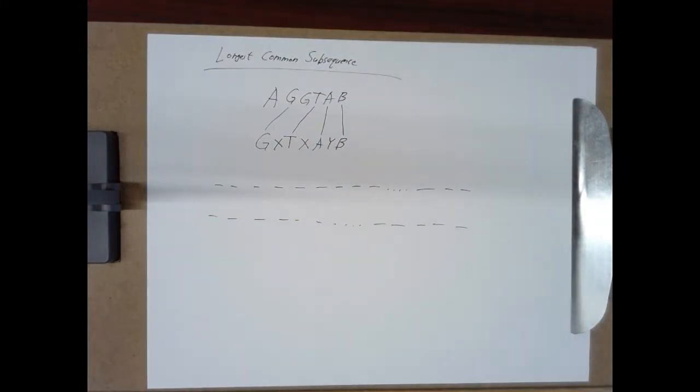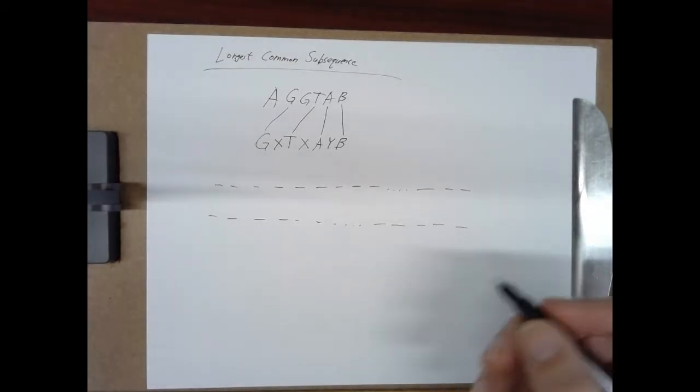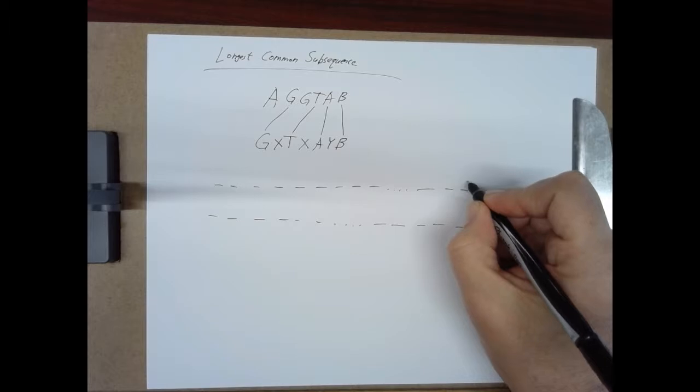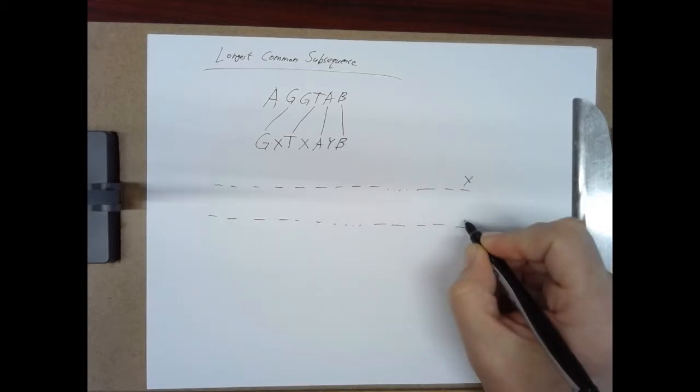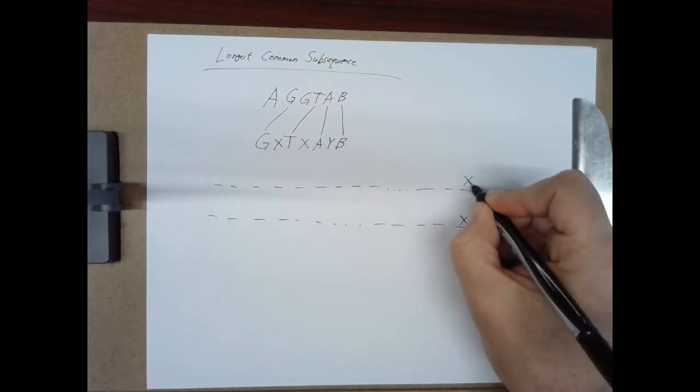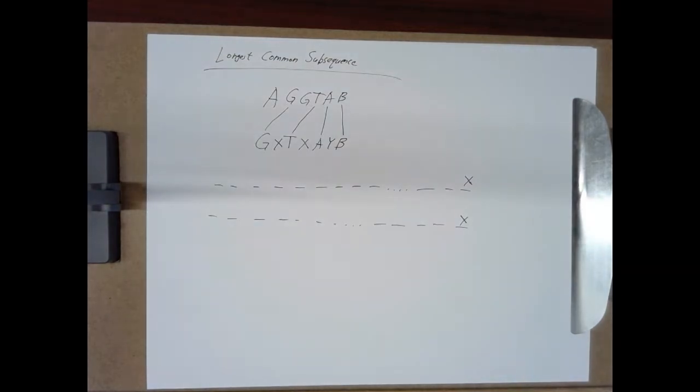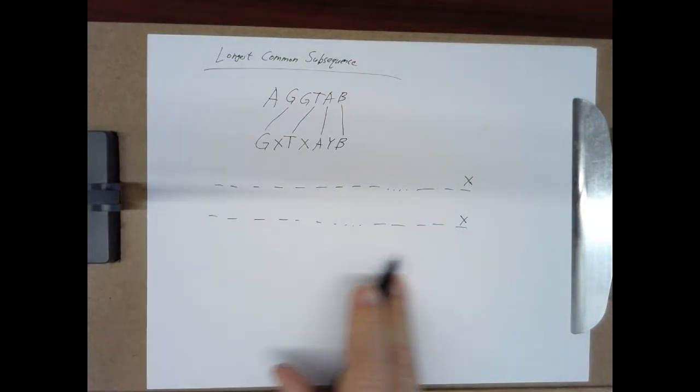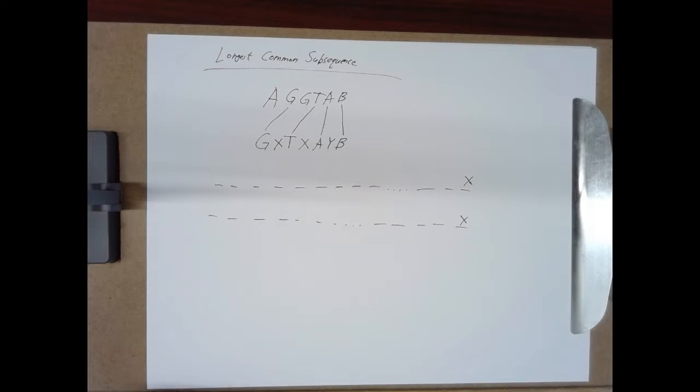Right, these don't have to have the same length. They could be totally different length sequences. But suppose this ends with some particular letter. I'm just going to use X, but it does not have to be the letter X. It's a variable, right? Suppose that both of these strings end with the same letter.